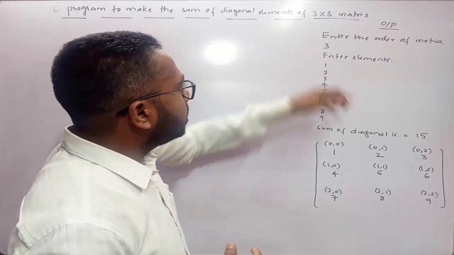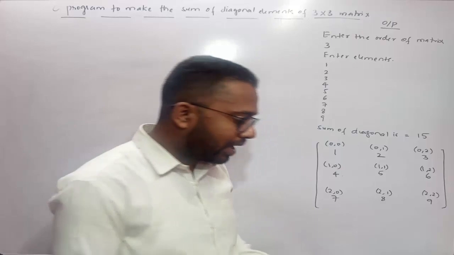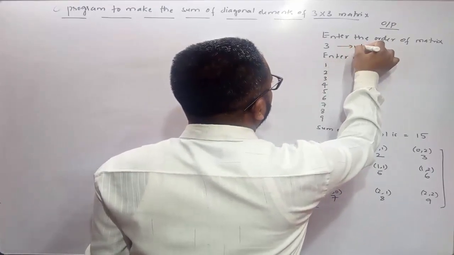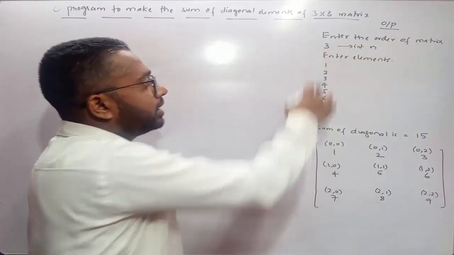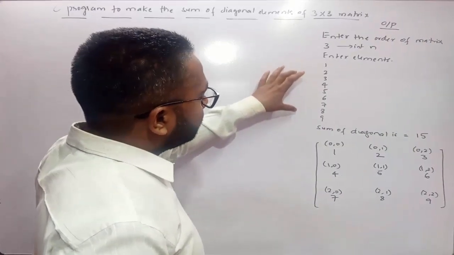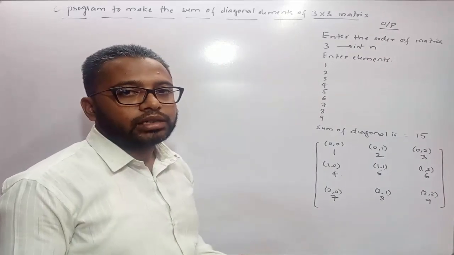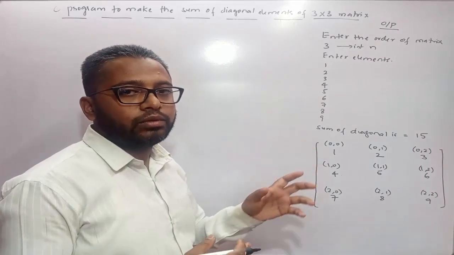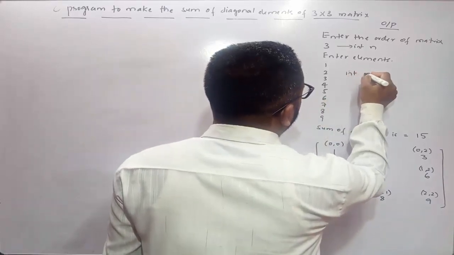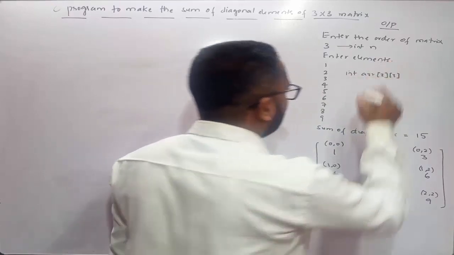Since I'm asking the user to enter the order, I need to create a variable in my program to hold this value, so I will create an integer variable which will hold this value of 3, and I have declared a variable n. Then, as you already know, I'm accepting elements from the user, and these elements are going to be stored inside an array. So I should create an integer array of 3 rows and 3 columns.